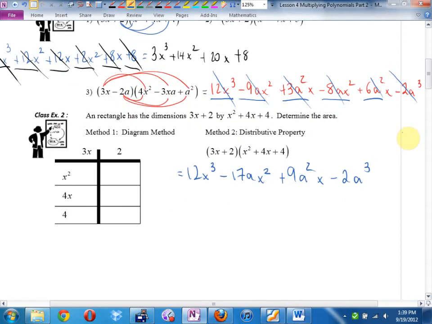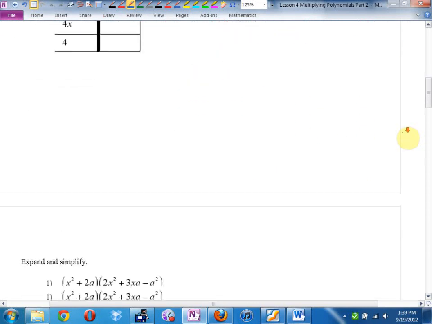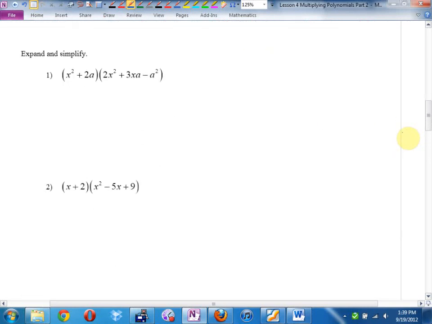Example 2, or class example 2, says use a diagram method. Nah. We'll go to the next page.